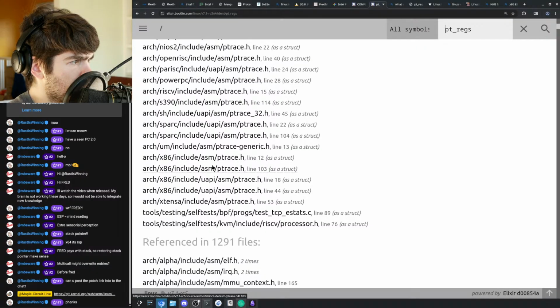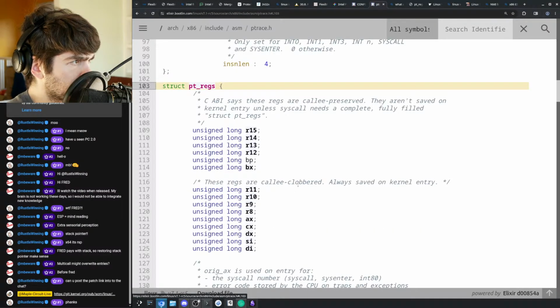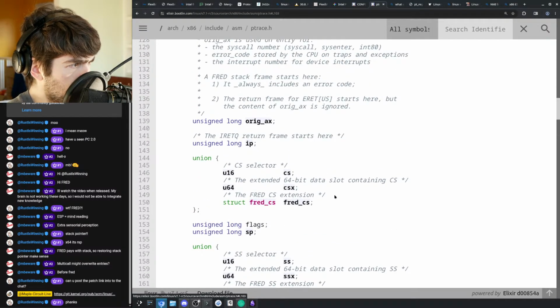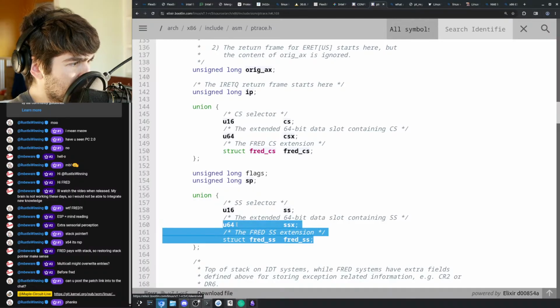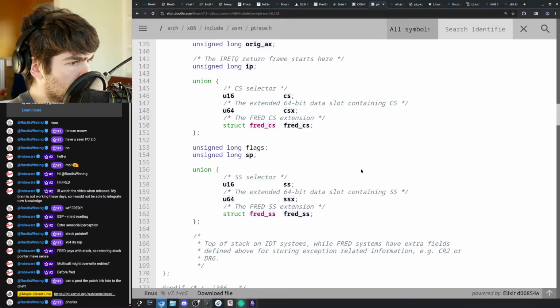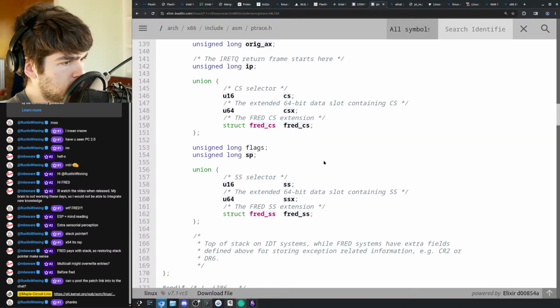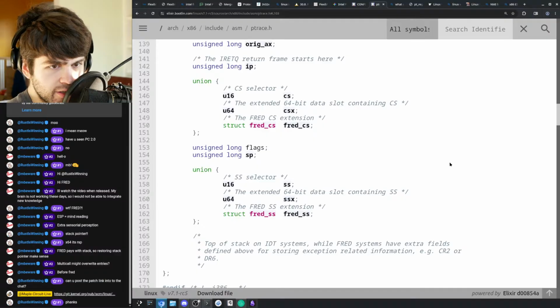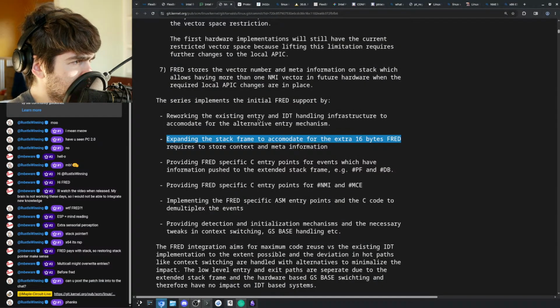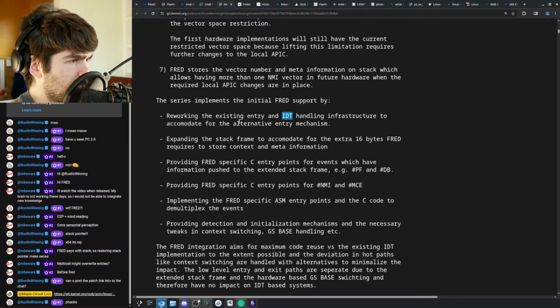Where's my x86 ptrace? Alright. So if we look, that's the extended things for FRED. So you have that struct, and you have that struct. Right, where was I? I think it would be good for me to read how the IDT works in the first place.